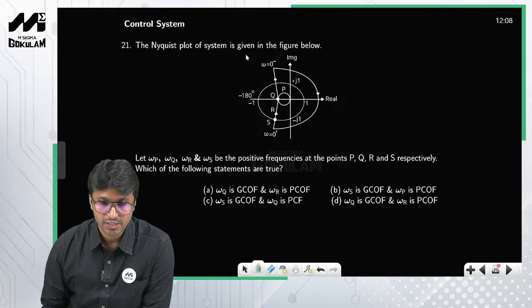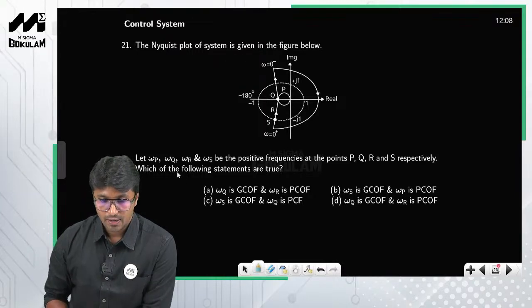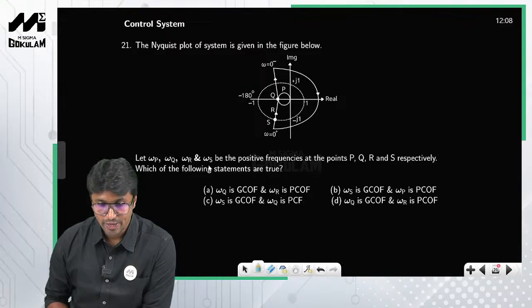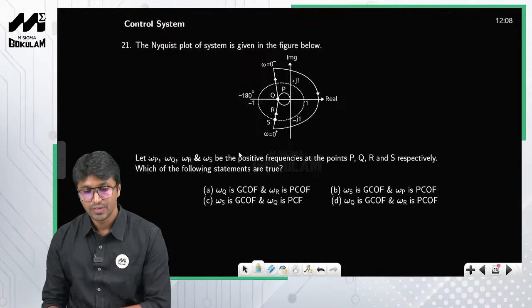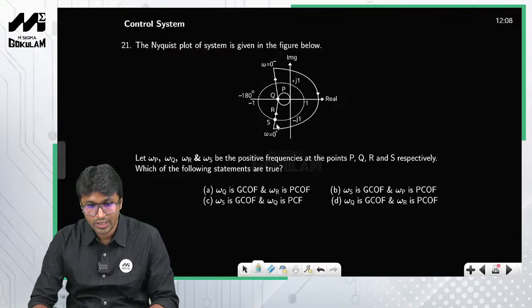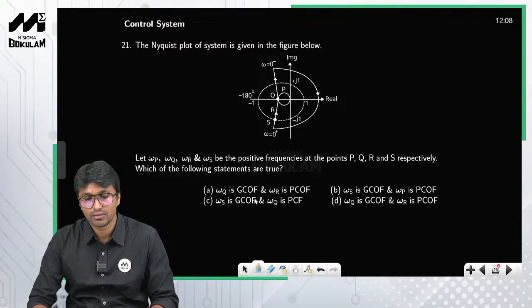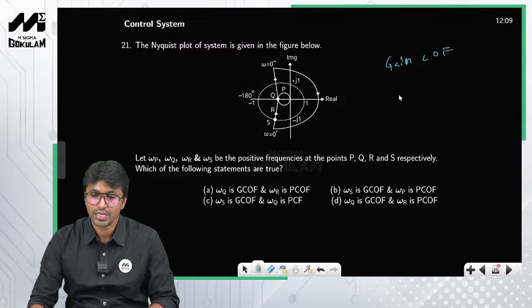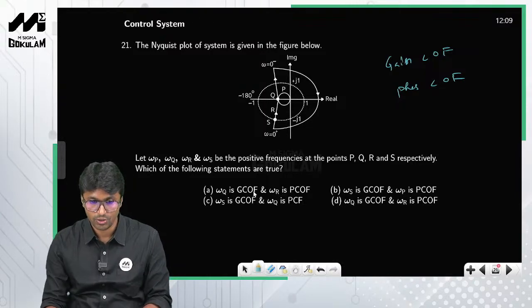The Nyquist plot of the system is given in the figure below, and omega p, omega q, omega r and omega s are the positive frequencies at the points p, q, r and s respectively. So where are the points? So this is q, this is p, this is s, right? This is s, okay? Now he is asking you to identify the gain crossover frequency and phase crossover frequency. That is what they mean by GCOF and PCOF, right?